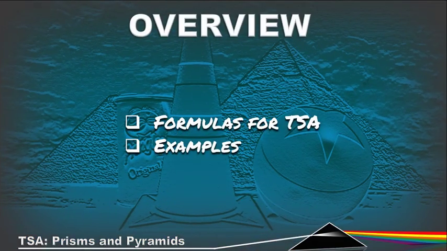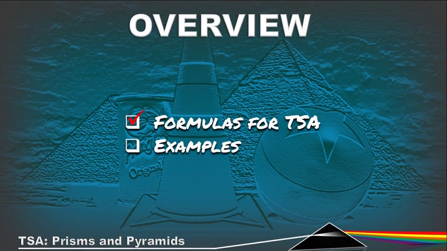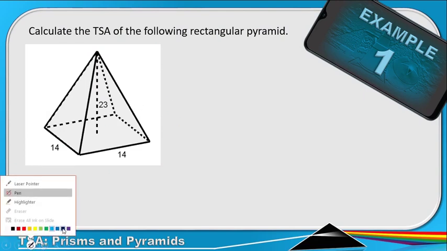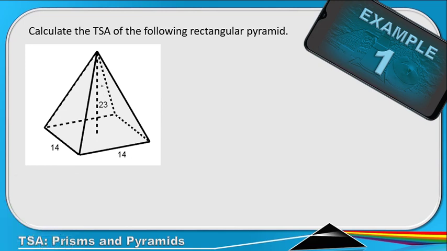Okay, so that was our formulas. Now let's look at applying them. Alright, so for example 1, here we have a rectangular pyramid, and in calculating the rectangular pyramid, what I need first is the slant height.